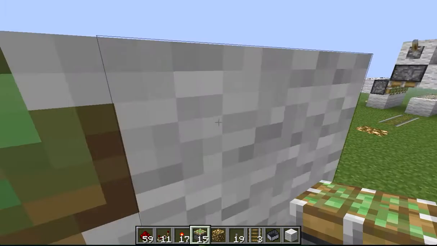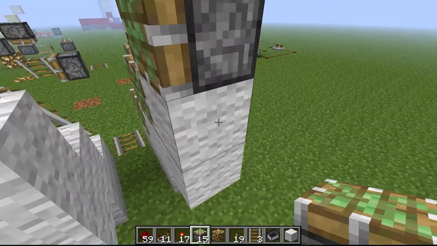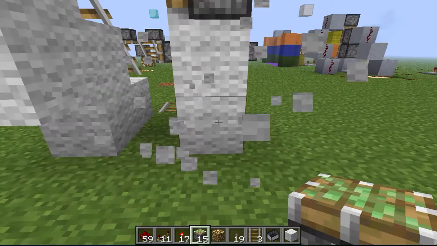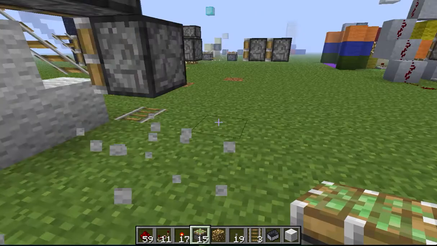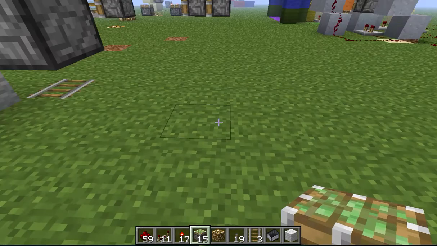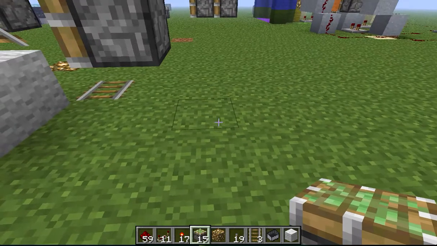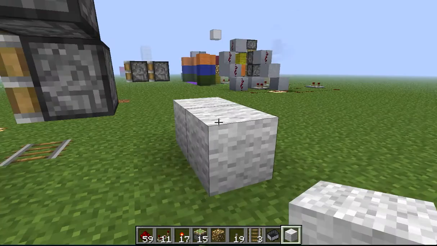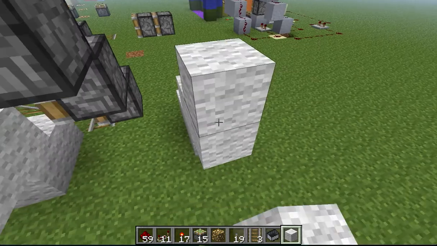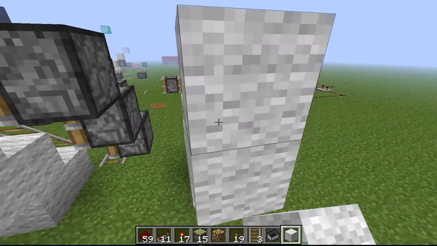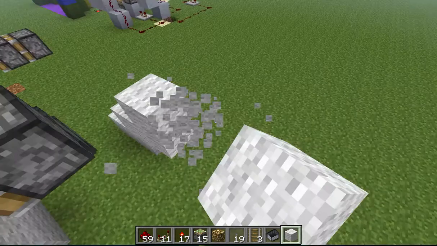piston, piston, piston, break, break, break, break. More blocks. Here, here, here, here, here, here, and here. No, you didn't need the last two.